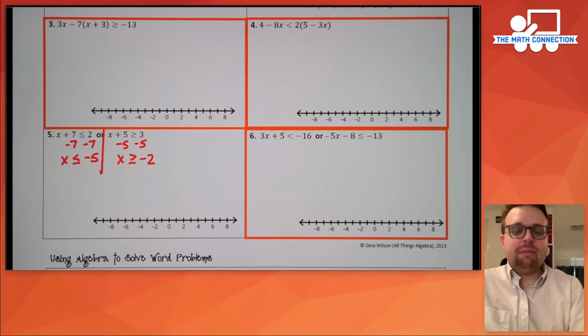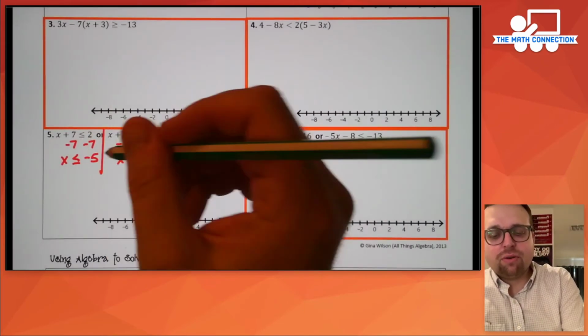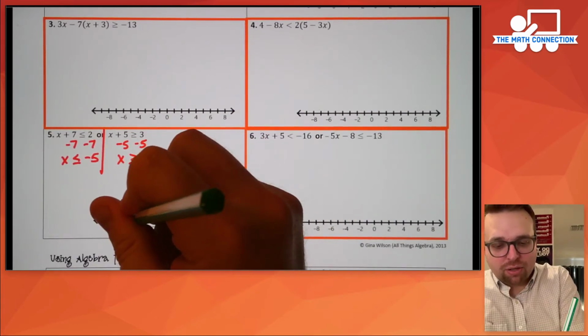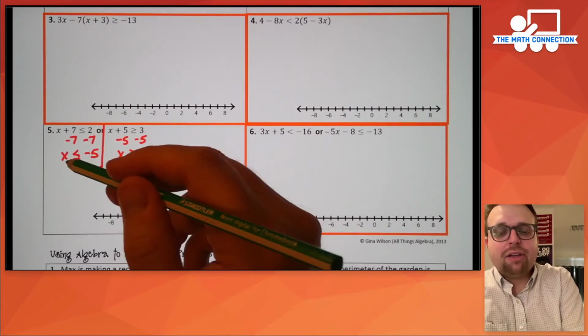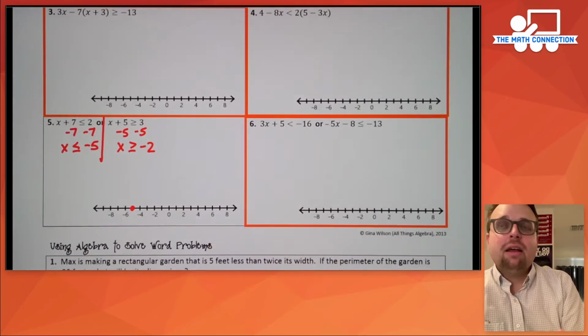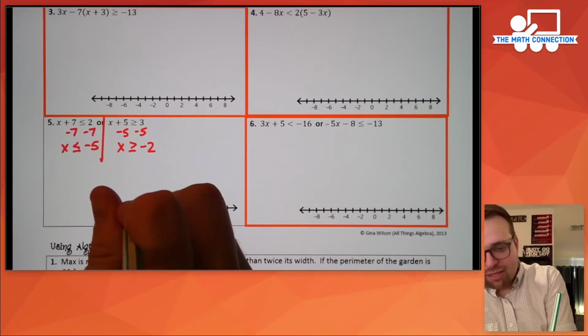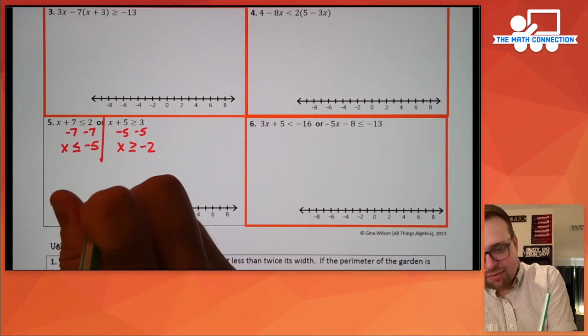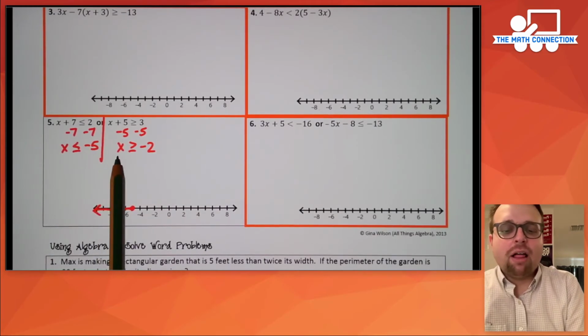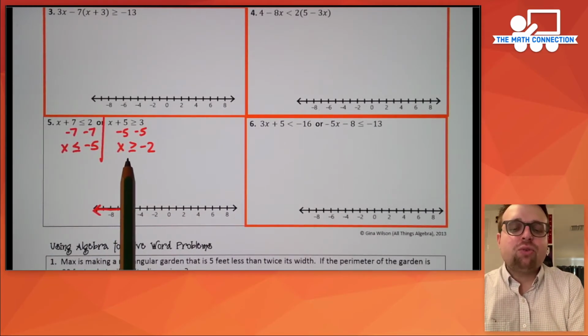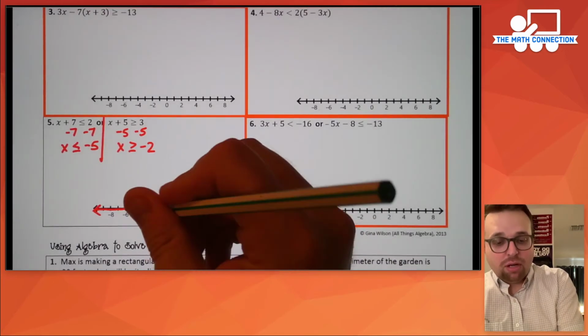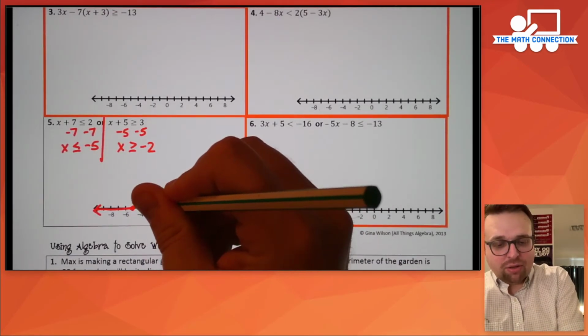So these are both going to be closed circles. So let's do the first one. At -5, we're going to do a closed circle. And the values of x are less than -5, which means I'm going to the left for less than. And then my other inequality is x is greater than or equal to -2. So you go to -2, it's a closed circle.